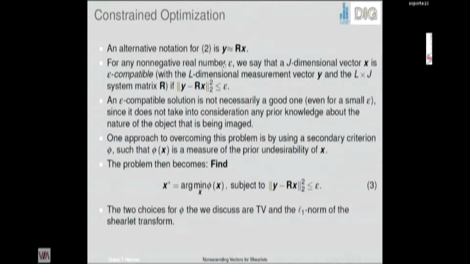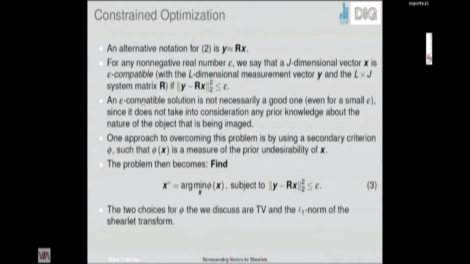And if you just want to satisfy this approximate equality and want to make it more precise, for any non-negative real number epsilon, we say that x is epsilon compatible with the measurement vector y for the system matrix R if the square norm of the difference between y and Rx is less than or equal to epsilon. And here you see now the feasibility problem. I've taken a measurement y, I know what the system matrix is, I decide what epsilon is good enough for my purposes, and now I'm trying to find an x which is within this feasible region.